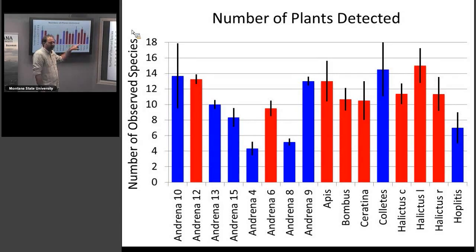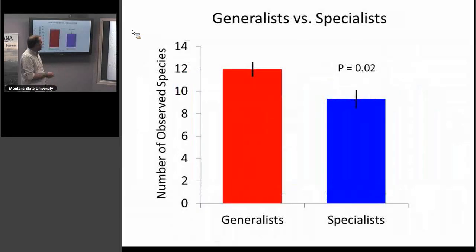And then some of those that we're picking up were not even any of the plants or flowers that were part of our study system. They're matching to things like beans or wheat. And so it could be that these native bees are also off foraging on those agricultural lands. The generalists do have a greater number of observed species than specialists, but there's not really a huge difference there.